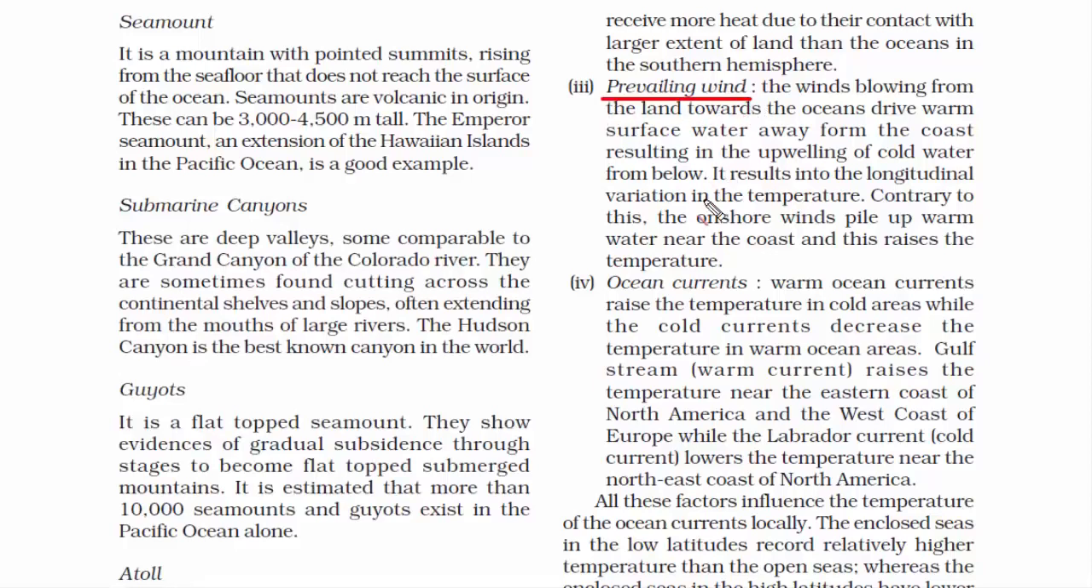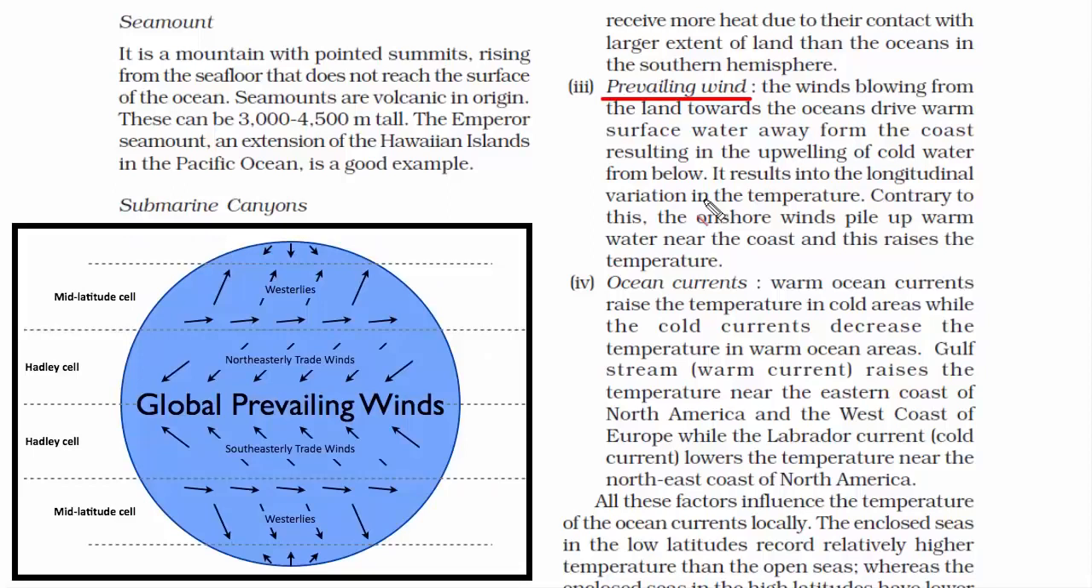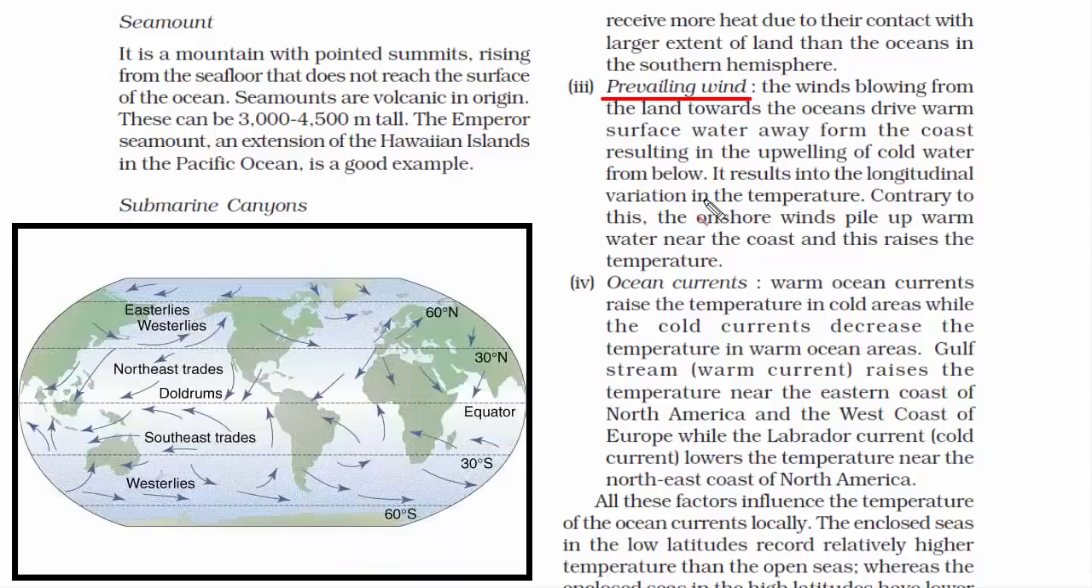The third factor is prevailing winds. Let me first quickly tell you what prevailing winds are. So winds are part of Earth's atmospheric circulation. And you must be aware of this picture. We have the easterlies and westerlies, then we have the trade winds. So all these winds continuously blow from a single general direction towards a particular point on the Earth's surface.